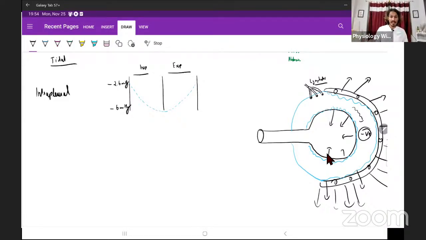Forceful inspiration can go up to minus 30 millimeter of mercury. In a tidal inspiration, from minus 2.6 it goes to minus 6 millimeter of mercury. You expect a graph like this. Instead, what you see is a graph which is slightly different.